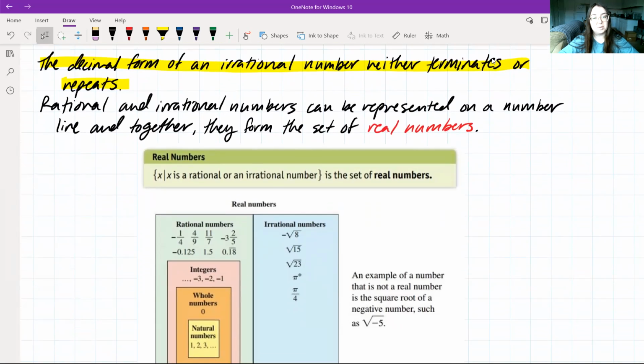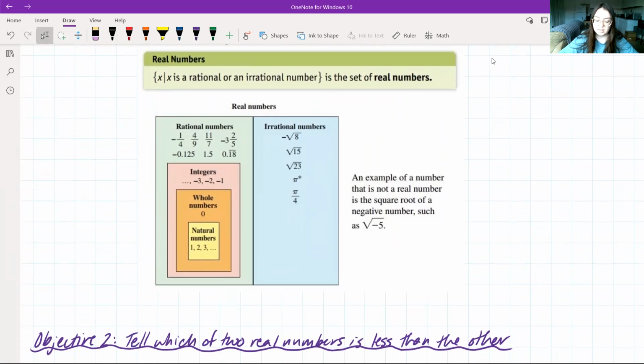And our set builder notation again here is telling us that x, when x has the property that x is a rational or an irrational number, this is the set of real numbers. Then we have a little chart here, and this kind of helps wrap our brains around all these different sets of numbers that we have. So this entire square here is going to represent our real numbers. And our real numbers are broken down into rational numbers and irrational numbers.